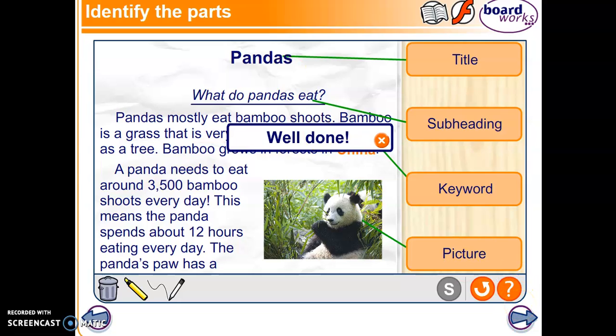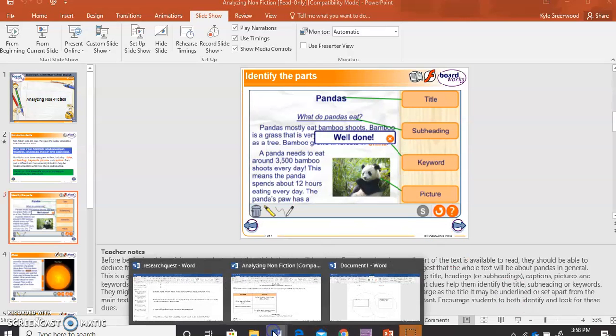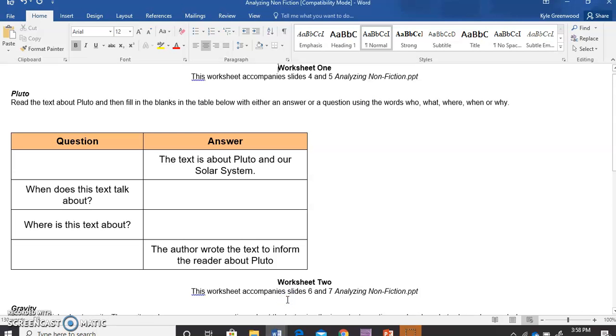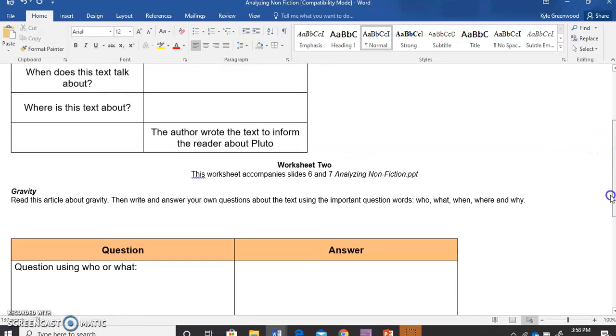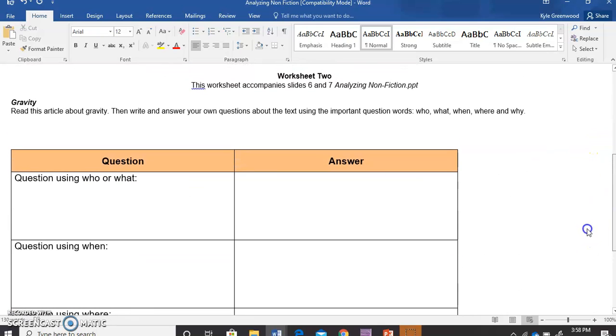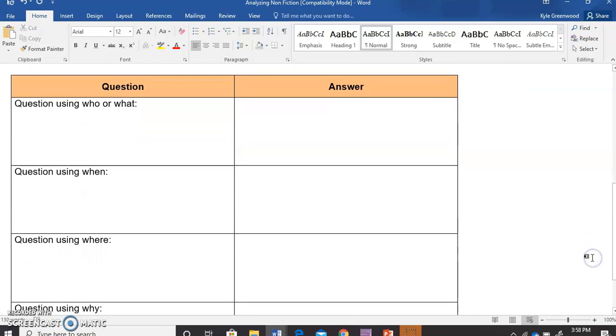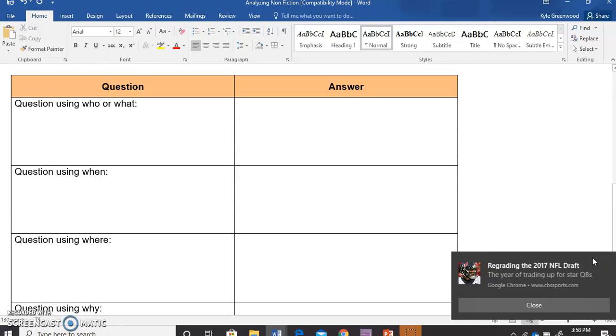Now, what we're going to do real quick, I'm going to go into our worksheet. You're going to get this worksheet here. Now this one about Pluto, we're going to do together. You're going to see this on our sheet. This one about gravity, you're going to do on your own, and you're going to get a copy of this as an attachment in Google Classroom. So all you need to do is fill it out and send it back to me, and the directions will be on your assignment.